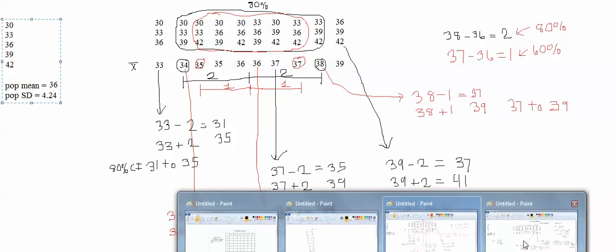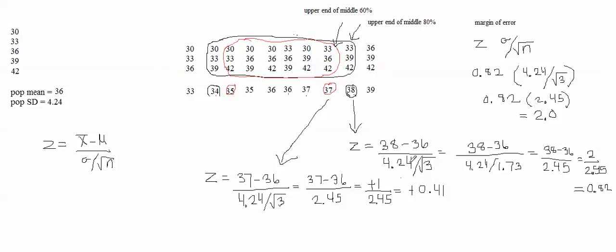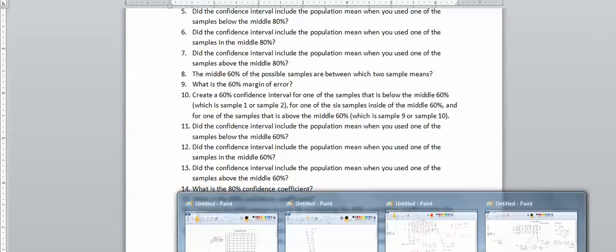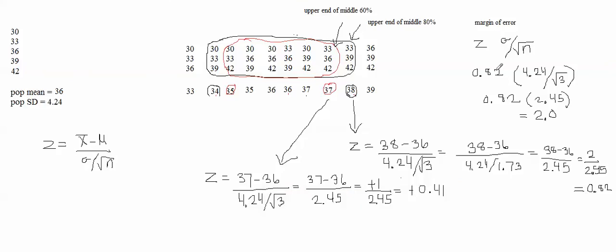The final question, which was question 17, is asking us to use the 60% confidence coefficient to calculate the margin of error. So now we're at question 17. It's going to be the same steps, except now instead of having our 80% confidence coefficient of 0.82 plugged in here to z, it's going to be this other 60% coefficient of 0.41 that's going to be plugged into z.